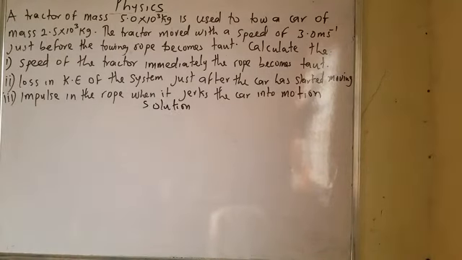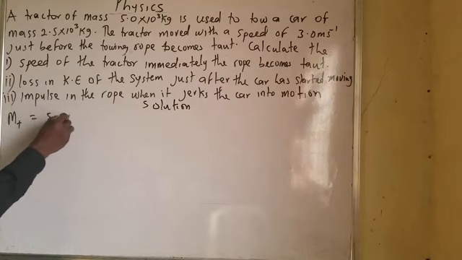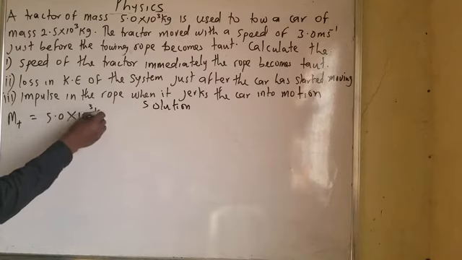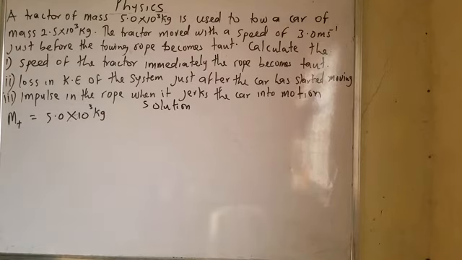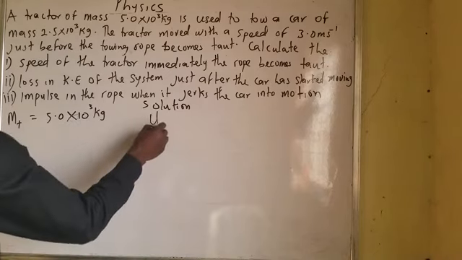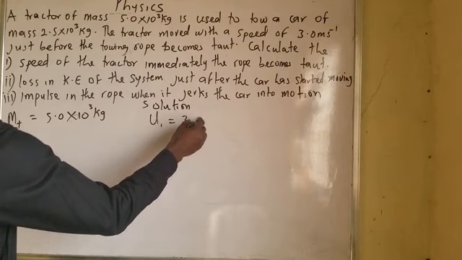The first thing you need to understand is what are the things available, the apparatus. The first one, I'm talking about the mass of the tractor, which will be equal to 5.0 multiplied by 10 raised to the power 3. Now, that is the very first thing. And the second one, I will be talking about the velocity of that tractor. It has its velocity, which is going to be what? Let me call it U1. It will be equal to 3.